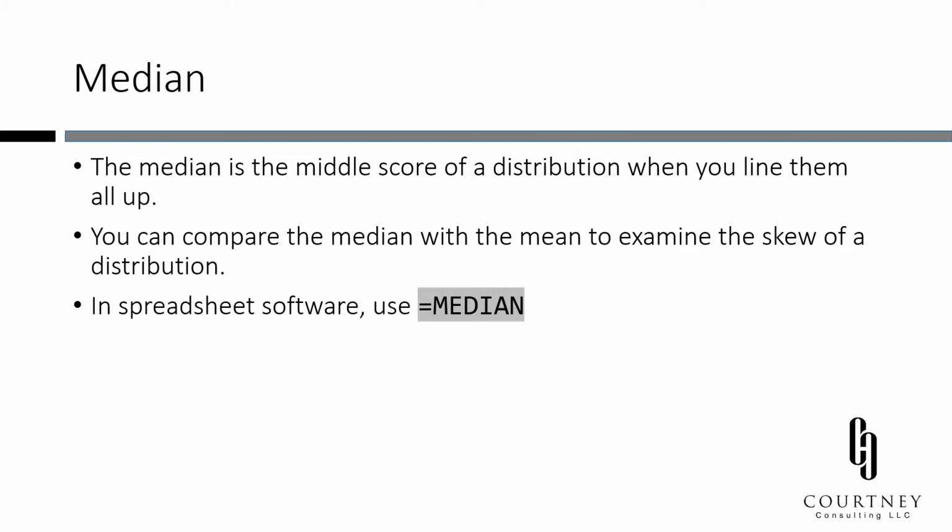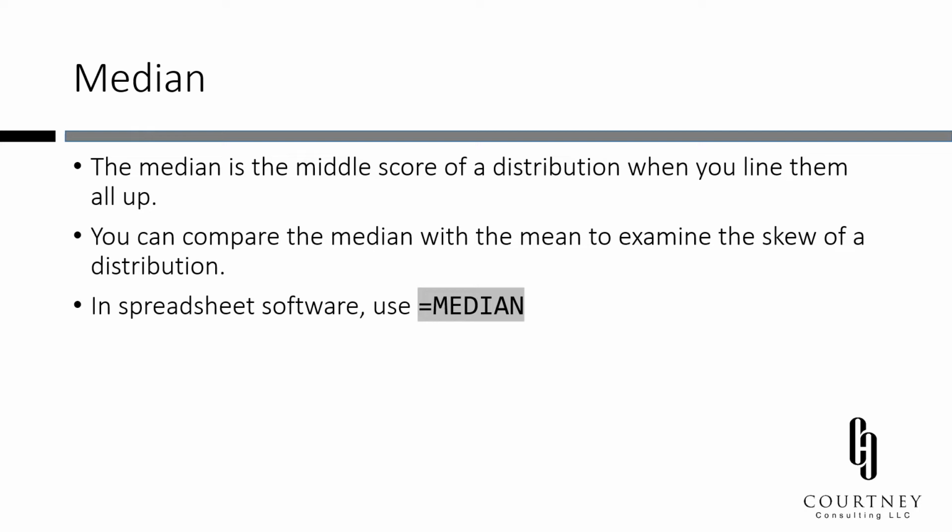The median is the score in the exact middle of a distribution when you put all the scores in order. If you don't have an exact middle, then the median is the average of the two scores closest to the middle. The median is helpful when viewed along with the mean because it helps you know if your data is skewed.